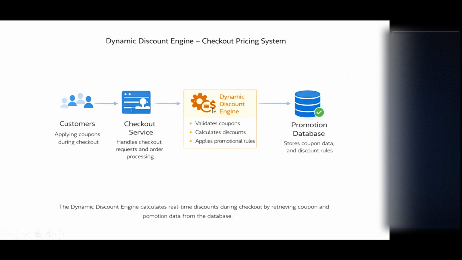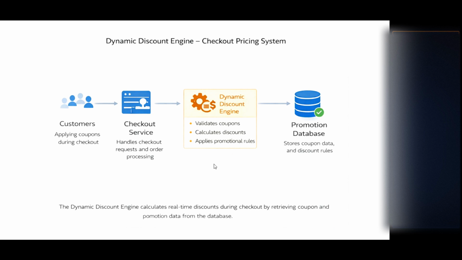discount engine service, and in order to verify or calculate the discount, it is going to make multiple database calls on the backend. One for validating the coupon, one for calculating the discount, and one for verifying whether this particular coupon is related to this promotional rule or not. Okay, this is what is happening on the back end.